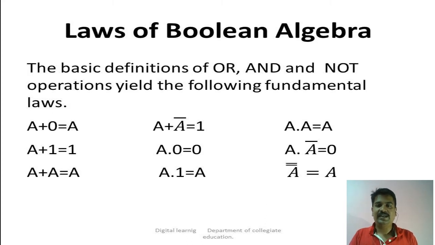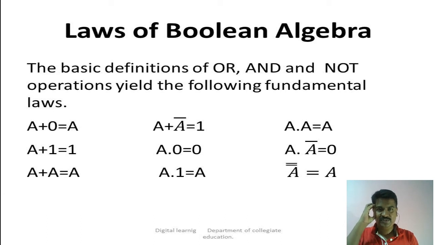The next identity is a plus 1 is equal to 1. If either 0 is added to 1 or 1 is added to 1, the ultimate result will be 1. Similarly, a plus a is equal to a. 0 plus 0 will be 0, 1 plus 1 will be 1. So a plus a will be a.